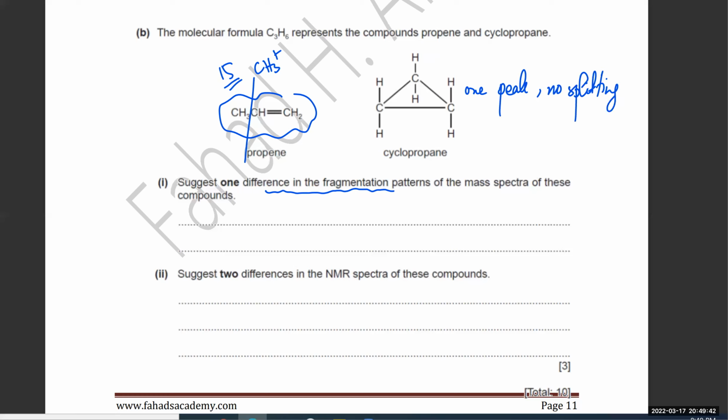What about this other one? How many different environments for this one? Three. Okay, so it's going to be three because these hydrogens are in different environments. This one is different, this one is different. So this one is going to have three peaks, and they would be splitting.